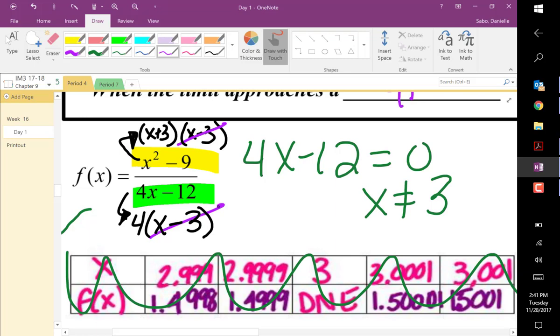Well, then they cancel. Okay, so if you have something that cancels, you have what's called a hole. And that's the new part about today. If you have something that cancels on the top and bottom, you now created a hole in your graph. That's what you just figured out. Only if you see something that cancels. Think of it as a removable discontinuity, so I'm removing it by canceling it out.